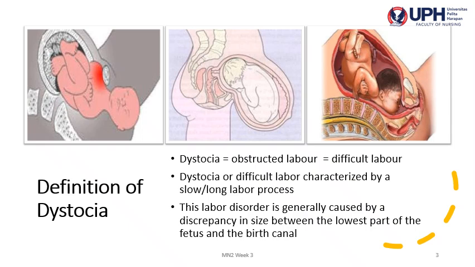So as you can see in the picture, we have here shoulder dystocia, where the shoulder of the baby gets stuck behind the pelvic bone, as well as the positions of the baby that are not in the right position, which slows the birth process. Here you can see another position of the baby that is not right, which also slows the process of labor.